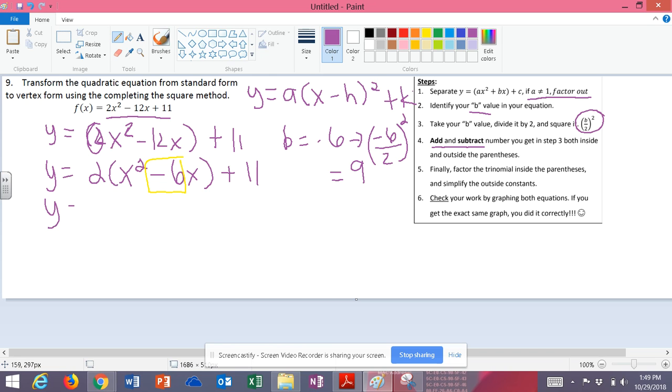So I'm going to have y equals 2 times x squared minus 6x plus 9 on the inside of parentheses. And then on the outside of the parentheses, I'm going to subtract that number. The only thing that stinks is, remember at the very beginning, we factored out a 2. So when I added 9 right here, I actually ended up adding 2 times 9, so 18, which means on the outside of my parentheses, instead of subtracting 9, I'm actually going to subtract 18. Tricky, tricky.